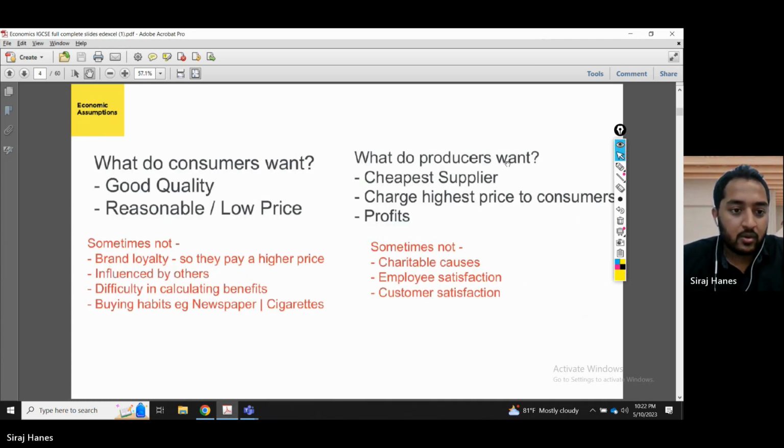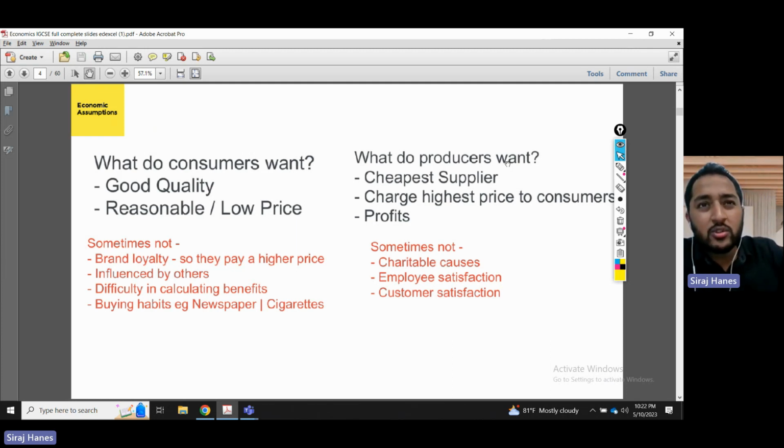We're looking at the economic assumptions. Now, here we're learning to see if consumers are rational, meaning they're maximizing their benefit, or they're irrational, where they're not maximizing their benefit, where they know they could get better, but they're like, yeah, I don't want the better part of it. Now, what do consumers want? They obviously want good quality. They want a reasonable or low price.